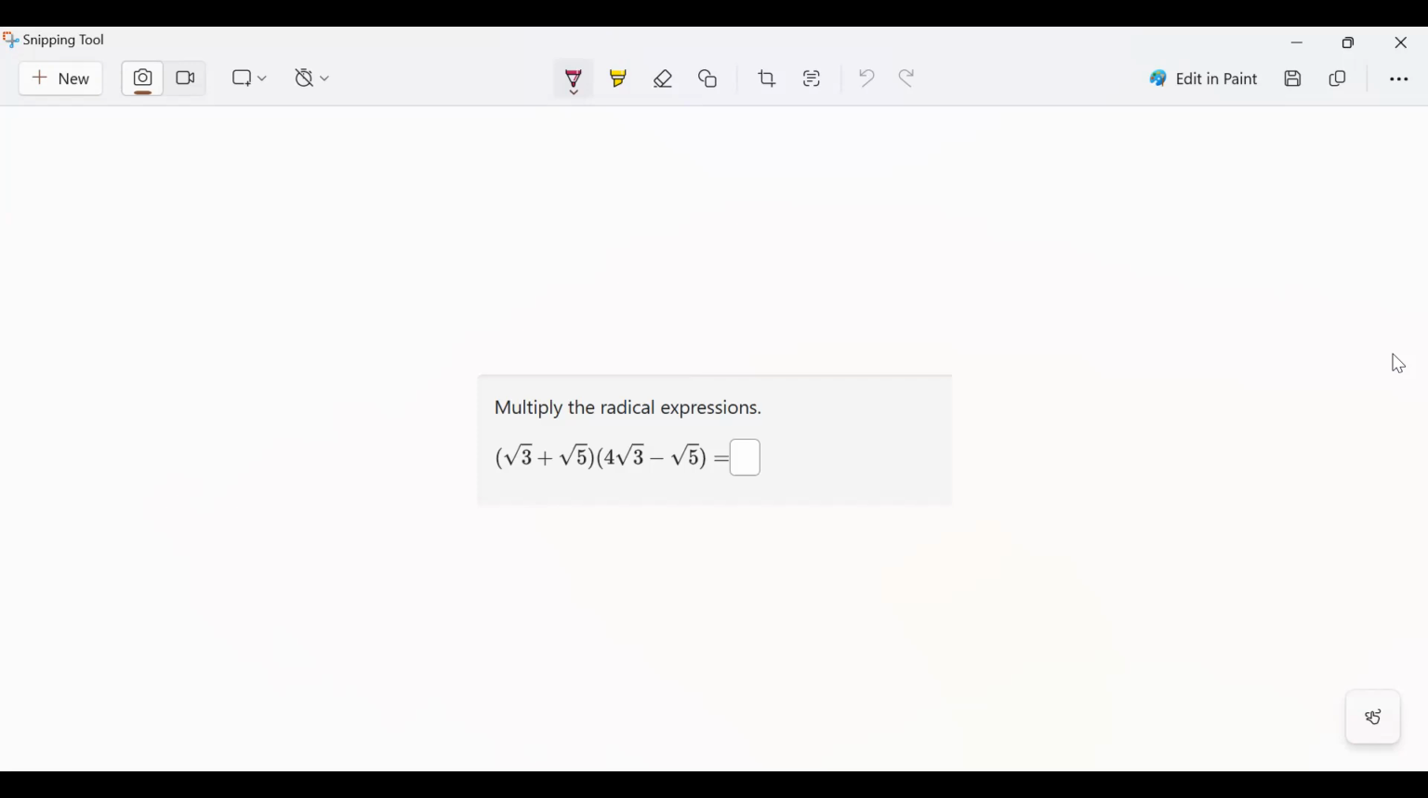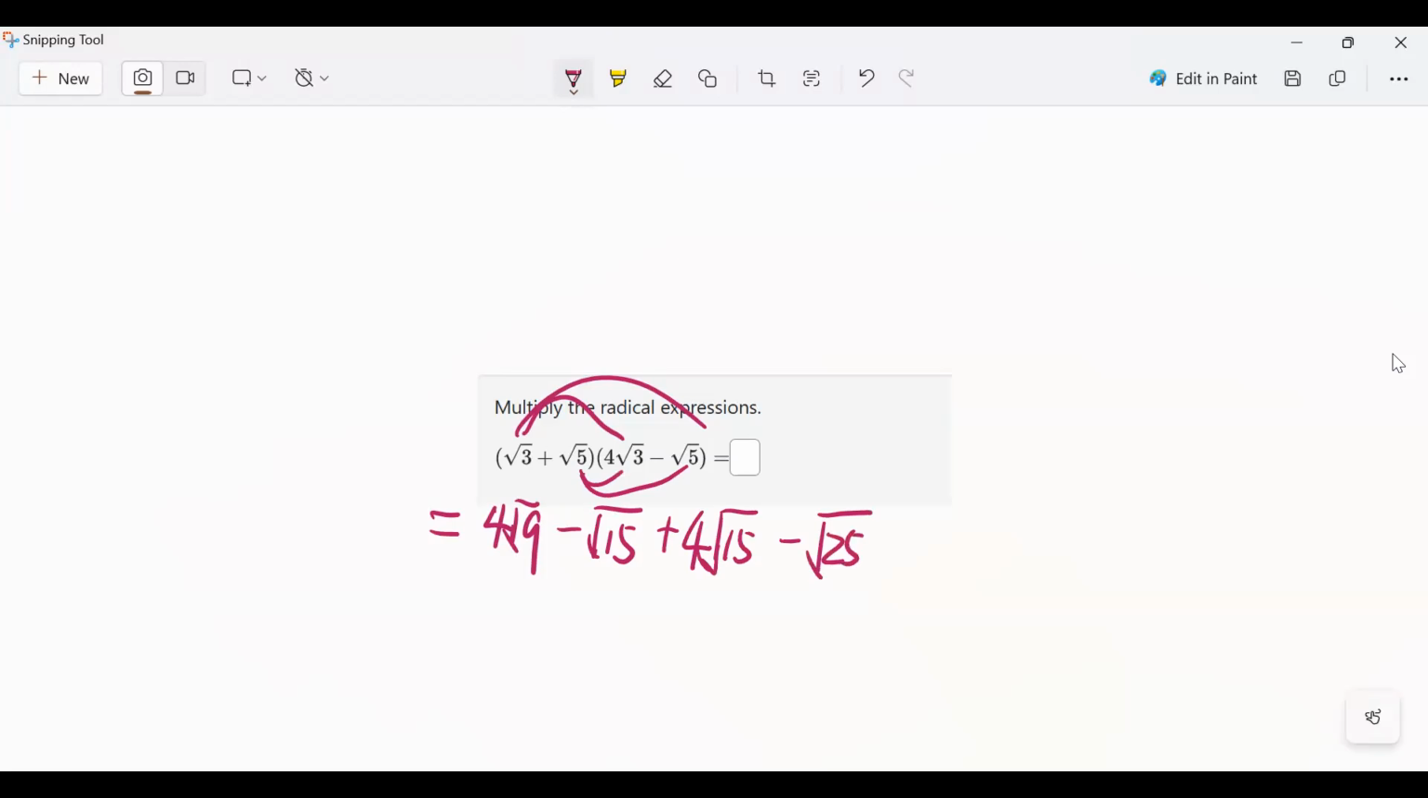Okay, let's go over this. So first of all, we FOIL this. Radical 3 times 4 radical 3, we get 4 radical 9. And then radical 3 times negative radical 5 is minus radical 15. Radical 5 times 4 radical 3 is 4 radical 15. And then radical 5 times minus radical 5 is minus radical 25.